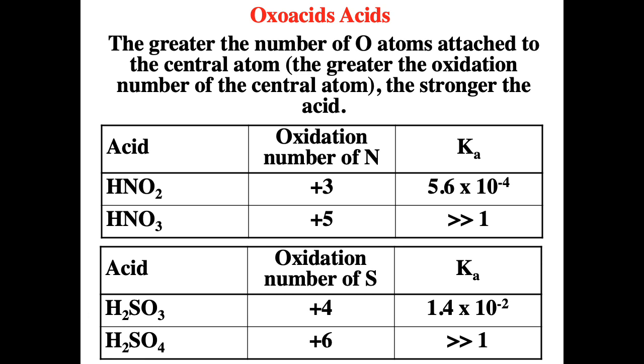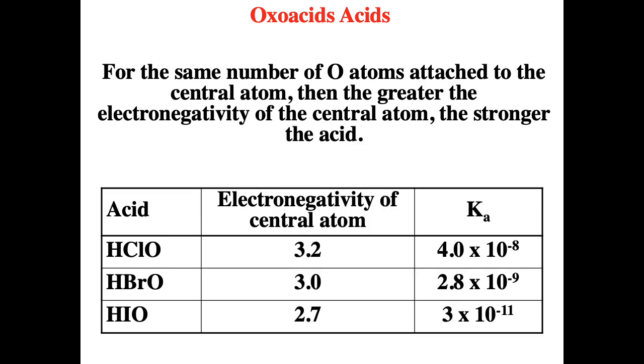And so the more oxygen, the more electron density is going to be pulled from that oxygen-hydrogen bond, making that bond weaker and more polar. We can also look at the effect of the center atom. The more electronegative that center atom, the stronger the acid. And so chlorine has electronegativity 3.2, bromine is 3, iodine is 2.7. And so chlorine is the most electronegative of these 3. And so it's going to be the stronger acid of those 3. Now again, notice that we're looking at the same number of oxygens, and so we don't compare different center atoms and different numbers of oxygens.